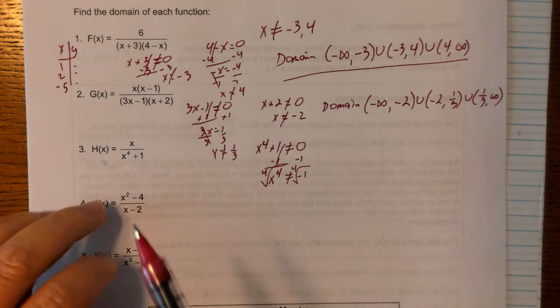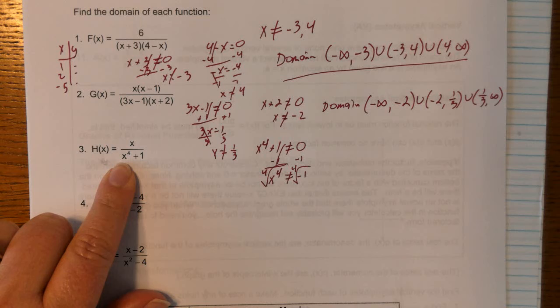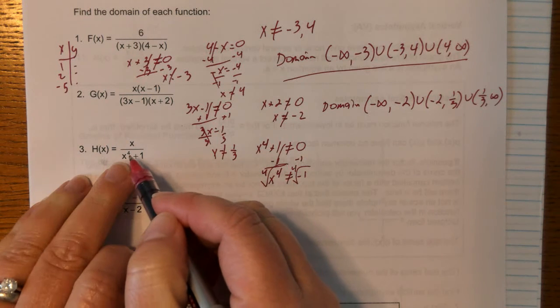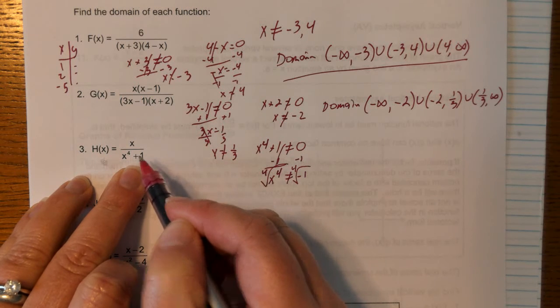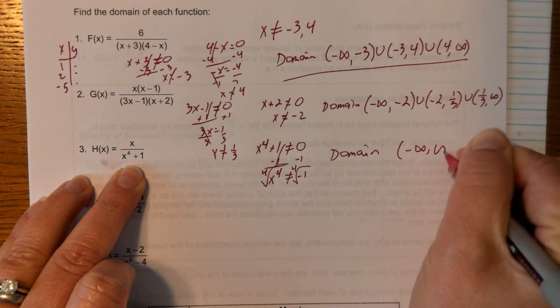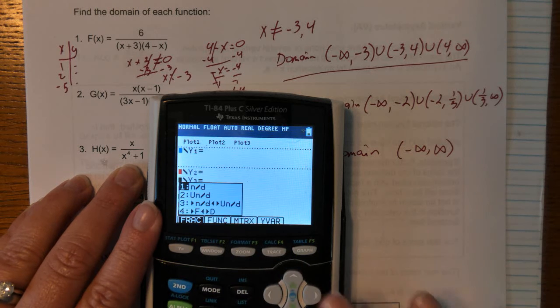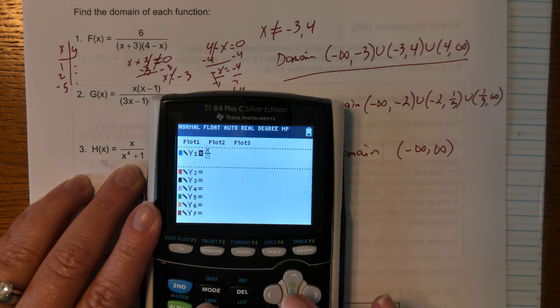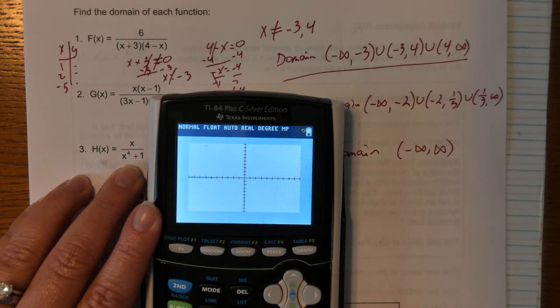And if you think about it, you kind of already know that. If you take a number and raise it to the 4th power, it's always going to come out positive, even if you plug in a negative number. When you raise something to the 4th, it's going to come out positive. So adding 1 is still going to be positive. It's never going to equal 0. So that means this domain is negative infinity to positive infinity. And when I graph it, sure enough, this graph exists all the time. There's never a place where it doesn't exist.